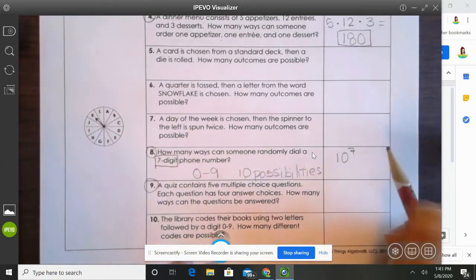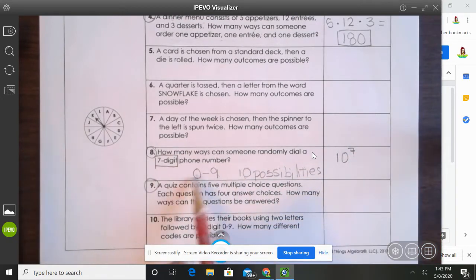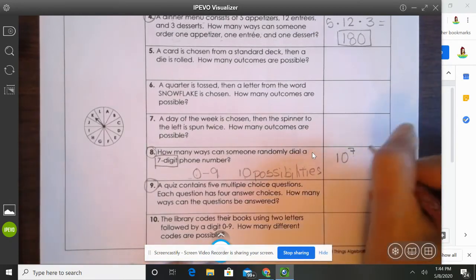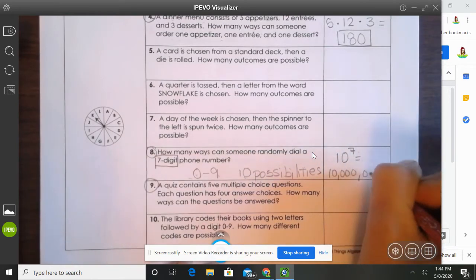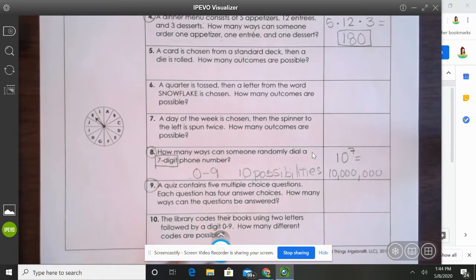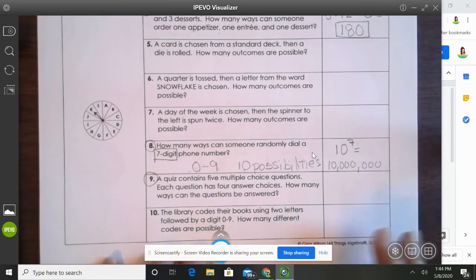But since phone numbers are 7 digits, how many numbers do you have? From 0 to 9, there are 10 numbers. So 10 to the 7th power, which is 10 million. All right, so that's how many ways someone can randomly dial a 7-digit number and get different combinations.